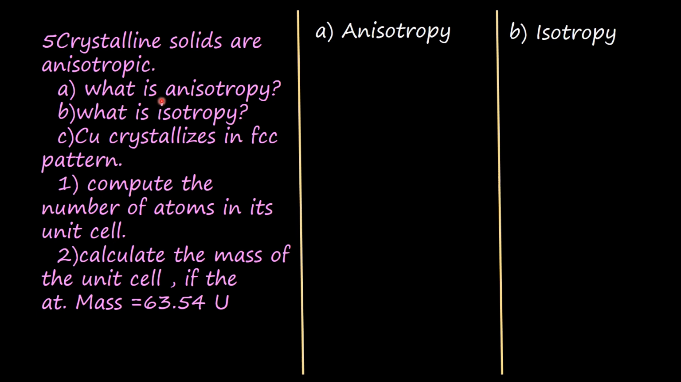Section A and B are two properties of crystalline and amorphous substances respectively. Anisotropy is a property of crystalline substances and isotropy is a property of amorphous substances. We have to give their definitions. For that we have to understand them. Let us take up the A section.